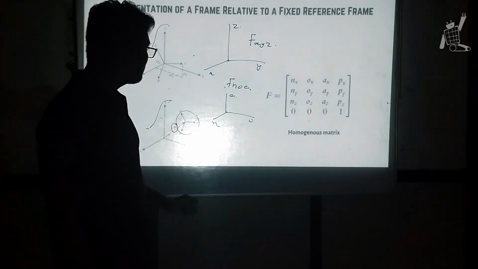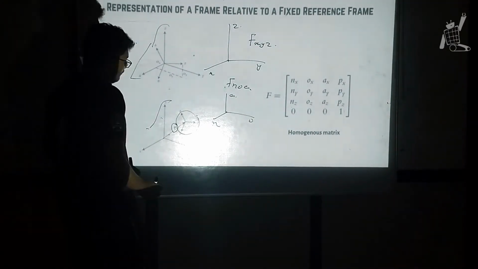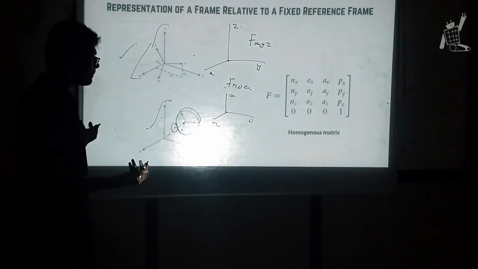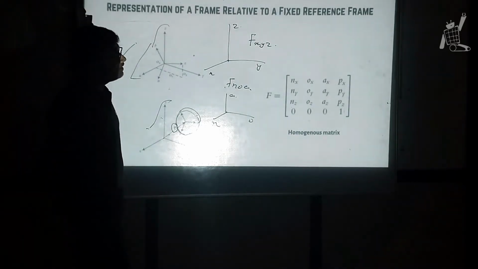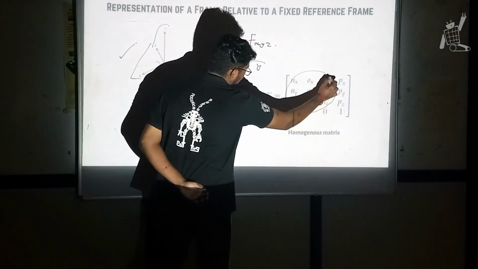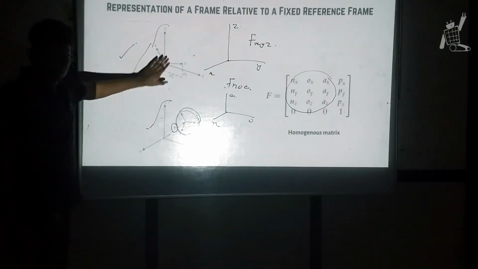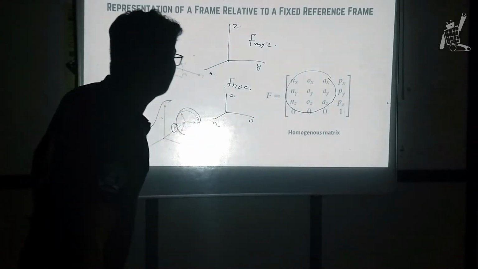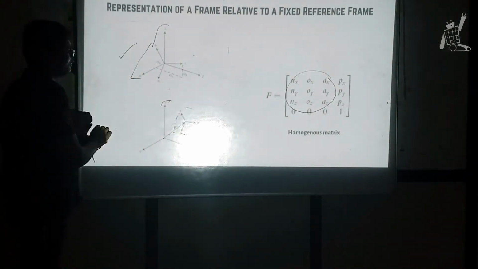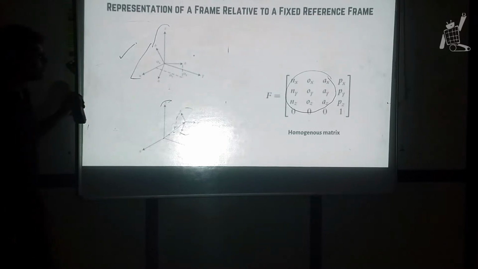So these are the frame representations. If this frame undergoes some particular rotation, let me talk about orientation first. Assume that this frame undergoes only orientation. As you can see here, this is only undergoing rotation, not translation.